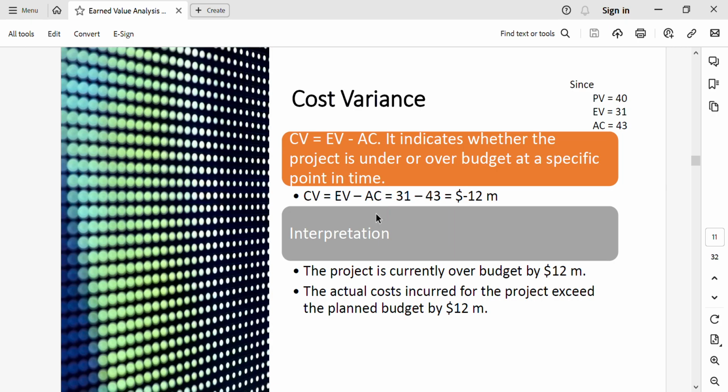So in our case, earned value is 31, actual cost is 43. So CV comes to minus $12 million. So that is negative. So we can say basically we are having a cost overrun problem, and the project is currently over budget by $12 million. In other words, the actual costs incurred for the project exceed the planned budget by $12 million.